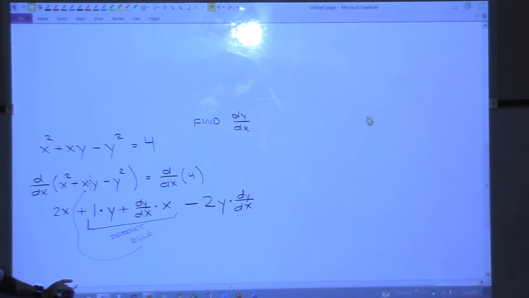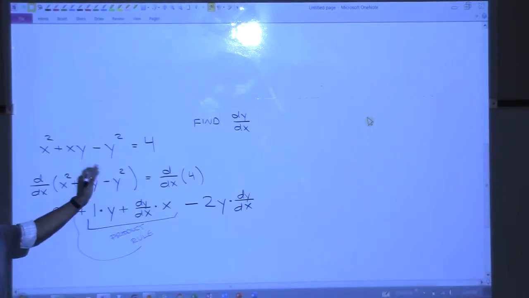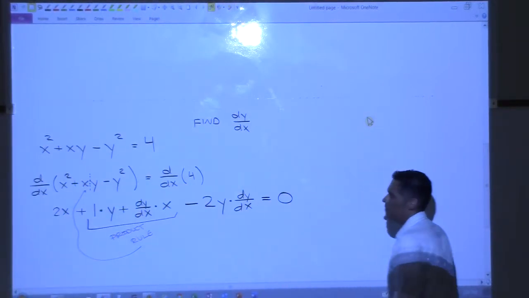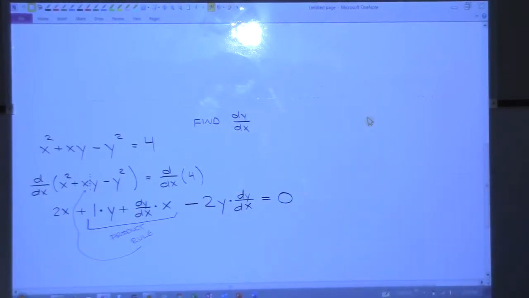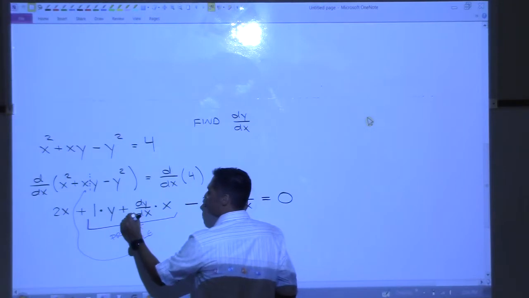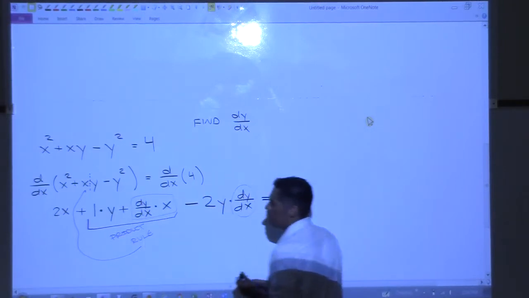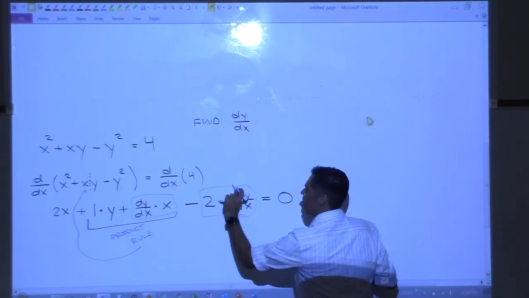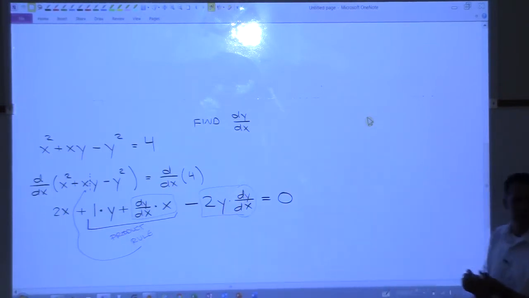Are we done with the left side? Have we taken the derivative of this, this, and this? Yes? Okay, move to the other side. Equals 0. All right. Now we have an equation that has dy dx in it. So here's our dy dx right here and right here. Right there, it's attached to that, right? Those are the two terms that have dy dx in them.